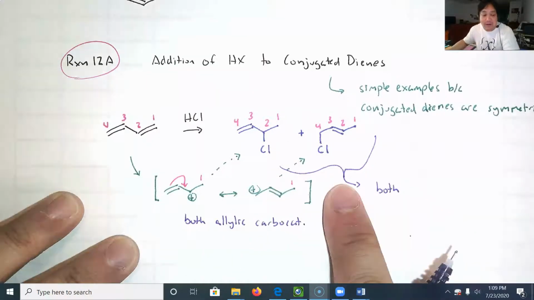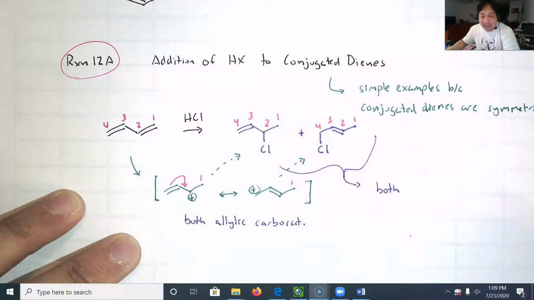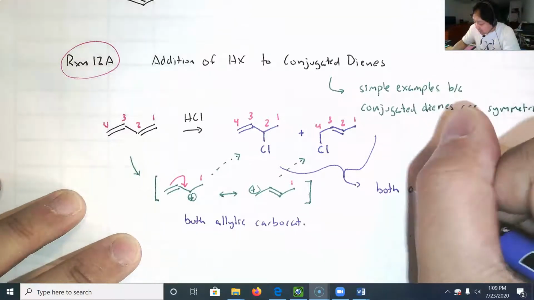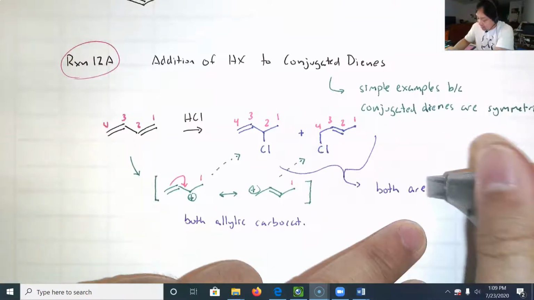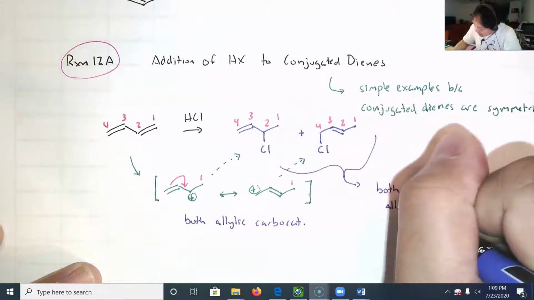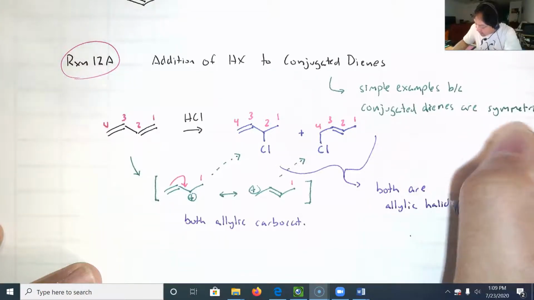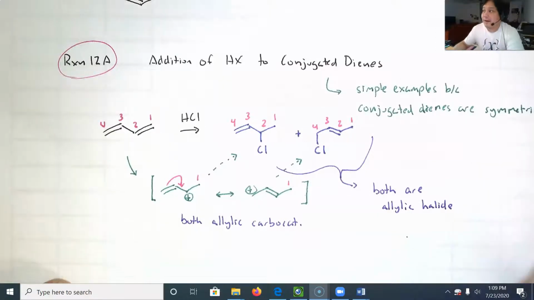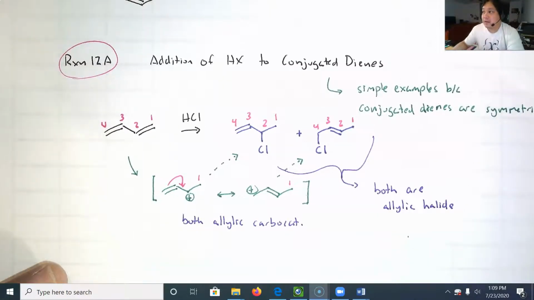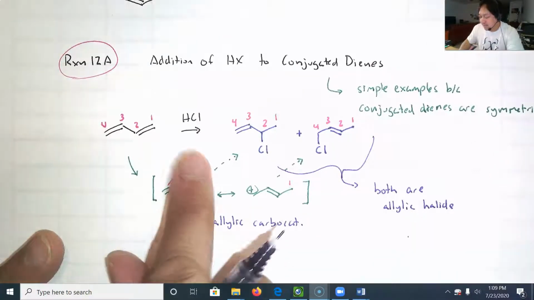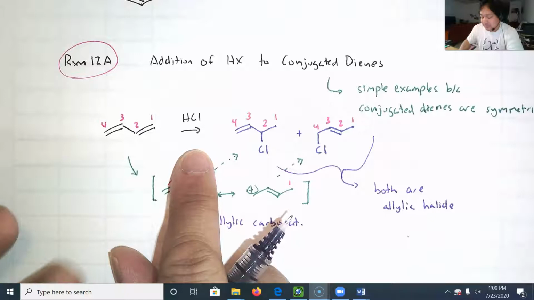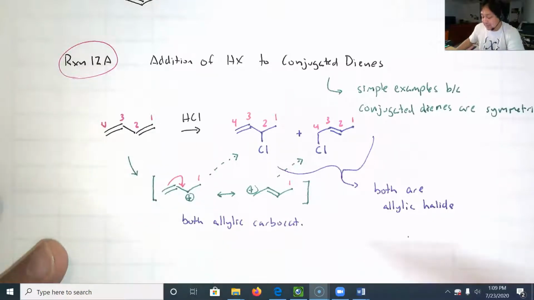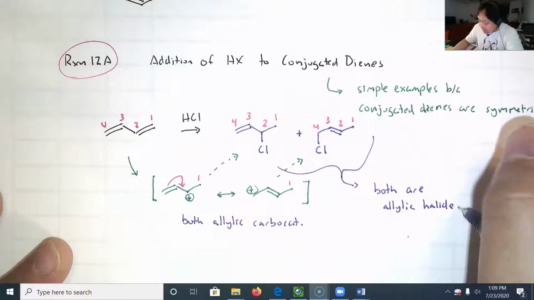And then the result are two allylic halides. So both are allylic. What's wrong with my spelling today? Allylic halides. You could use HBr, HCl, even HI you could use. Okay. I think HF actually might be too inert, too unreactive. Use HCl or HBr. So both are allylic halides.